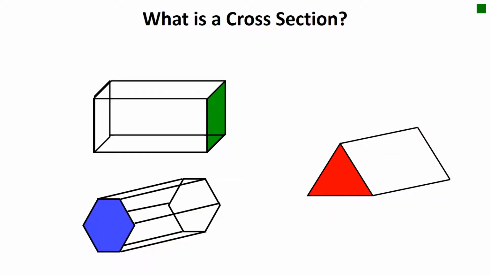So we need to be able to identify the cross section. This is the face that is the same all the way along the shape. So if we were to cut the shape in slices, each slice would be the same as the original cross section.